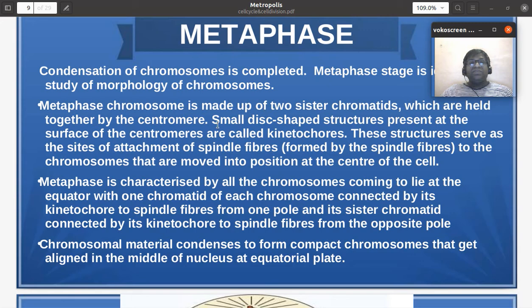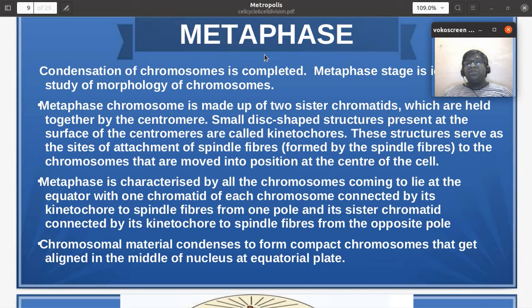In the metaphase stage, you should remember that the condensation of chromosomes is completed. So metaphase is the ideal stage to study the morphology of chromosome. If you want to study the structure of a chromosome, if you choose the metaphase chromosome, you can study it in a very detailed manner. In the metaphase chromosome of mitosis, you can see two sister chromatids held together by the centromere. The centromere has small disc-shaped structures called kinetochores. They are present on both sides of the centromere.